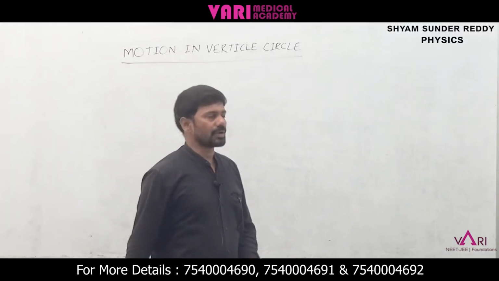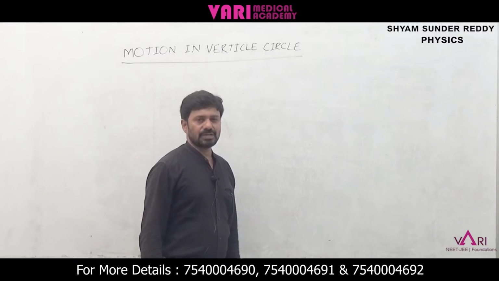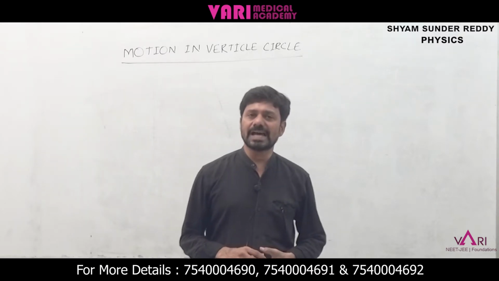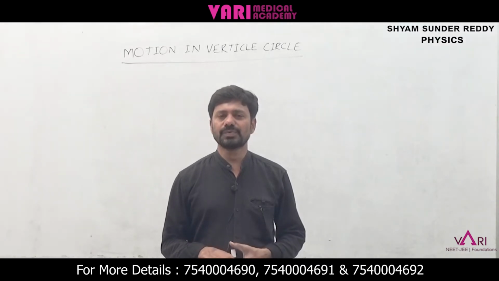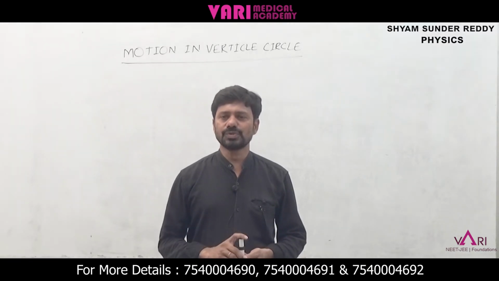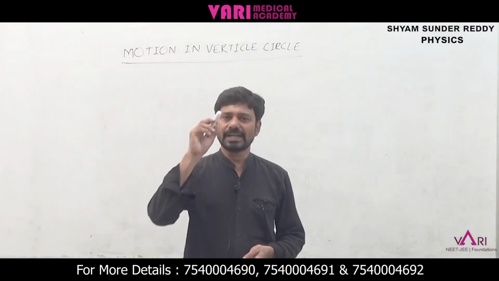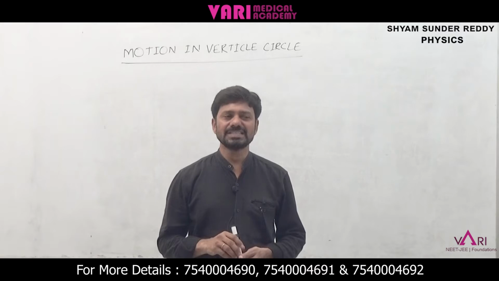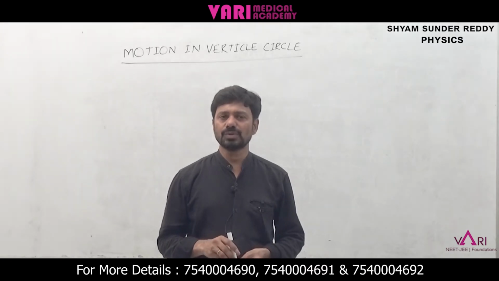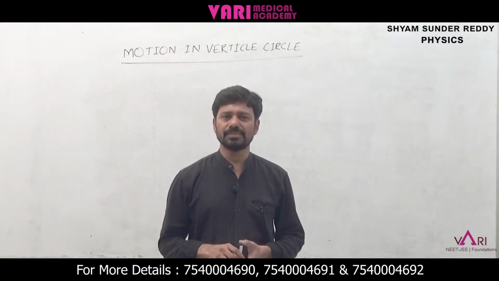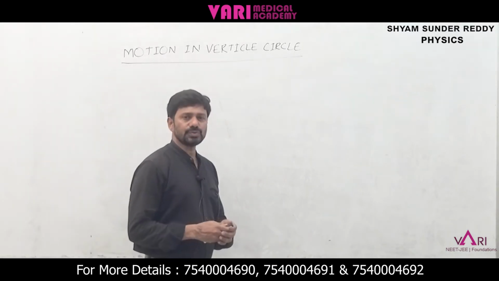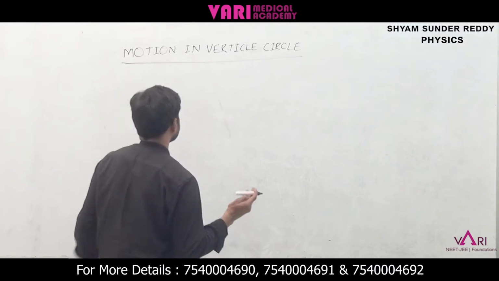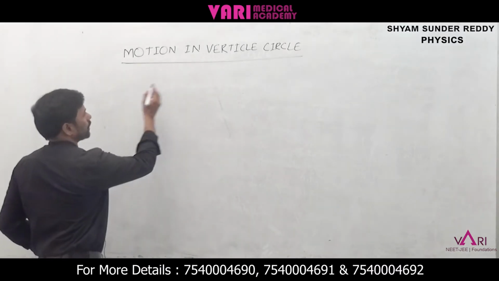Today we are going to discuss motion in a vertical circle. Motion in a vertical circle is an example of non-uniform circular motion. In non-uniform circular motion, the velocity at the least point and the velocity at the highest point will be different. At the least point it is more, at the highest point it is very minimum. We can prove that vertical circular motion is non-uniform circular motion.